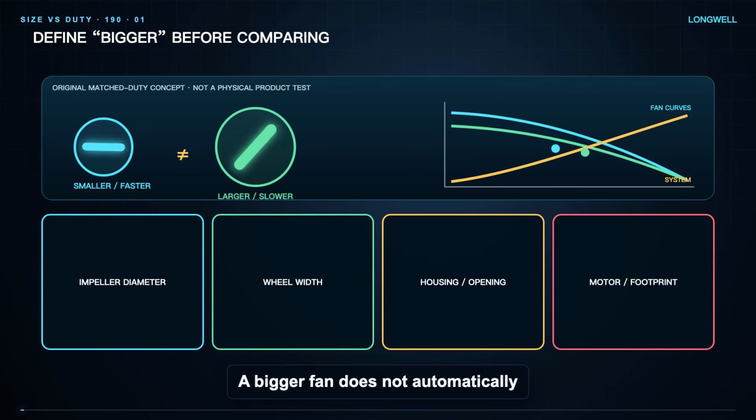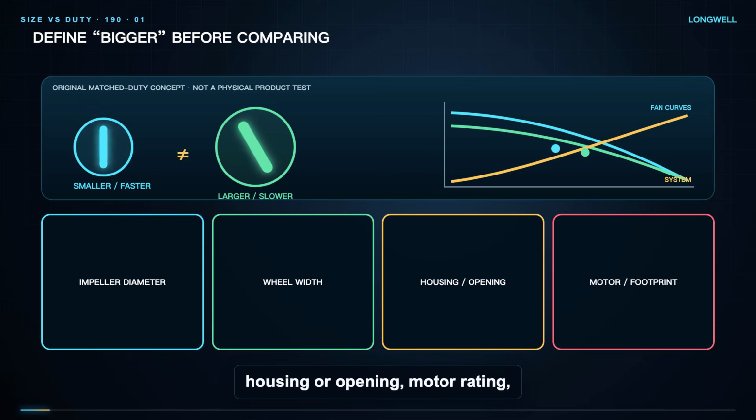A bigger fan does not automatically move more useful air. First, define what bigger means: impeller diameter, wheel width, housing or opening, motor rating, and installation footprint are different dimensions. The correct comparison starts with the required airflow and pressure, not the outside size of a product.